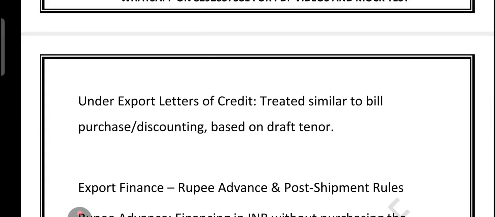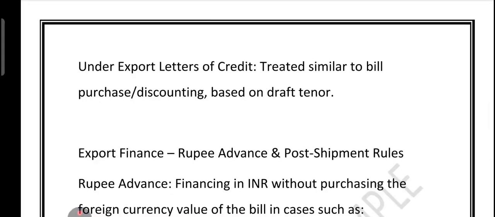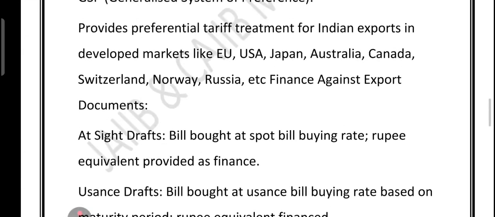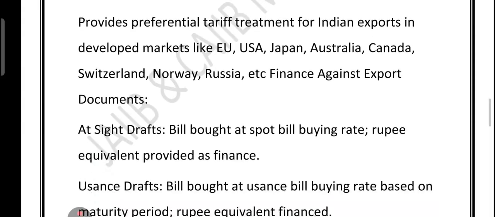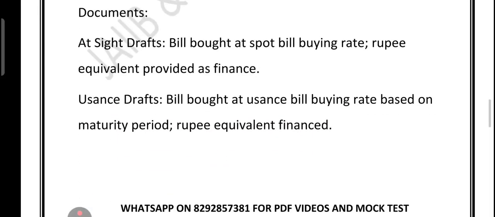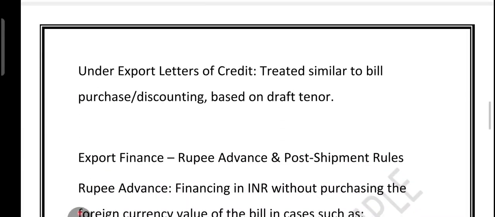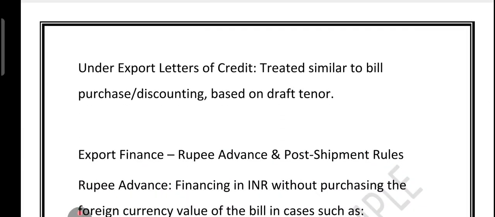Let's quickly summarize the points which we have covered just now. I told you that for non-ACU countries except Nepal and Bhutan, payment is in Indian rupees through the Vostro account or in foreign currency. Then we talked about EDPMS, which is the RBI export monitoring system since March 2014. Then we talked about GSP. What is the meaning of GSP? GSP stands for Generalized System of Preference. So this is a preferential tariff for Indian exports in developed countries. Right. Then we talked about finance against export document: at sight, spot rate; usance, maturity rate; LC, bill purchase or discounting rate.